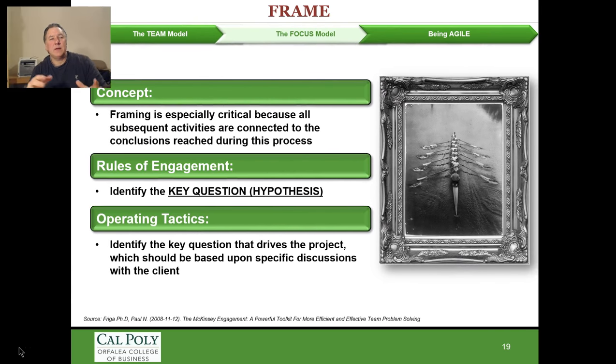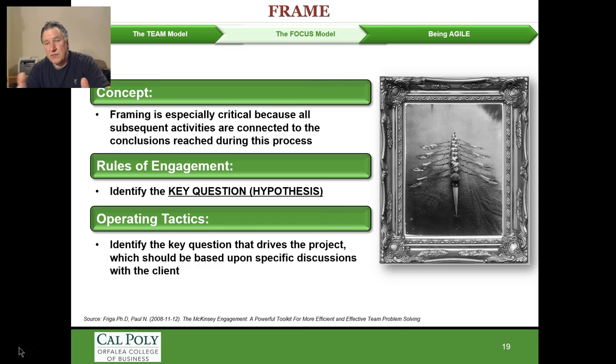So the first thing that you all are going to be doing as part of this class is dealing with a scope of work. In essence, the problem will be there with your client. Your client has a business problem. It's a marketing issue. The most important thing you can do is frame it and make sure you get a very tight scope. Framing is critical because if you don't frame it properly, everything that follows is connected, including the conclusions and the recommendations you make.